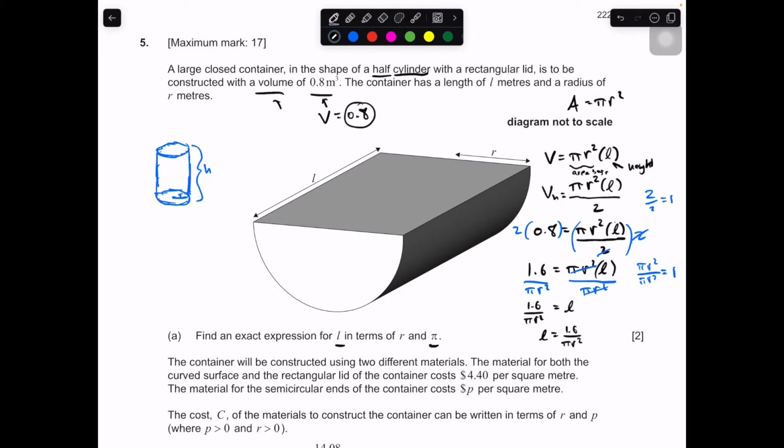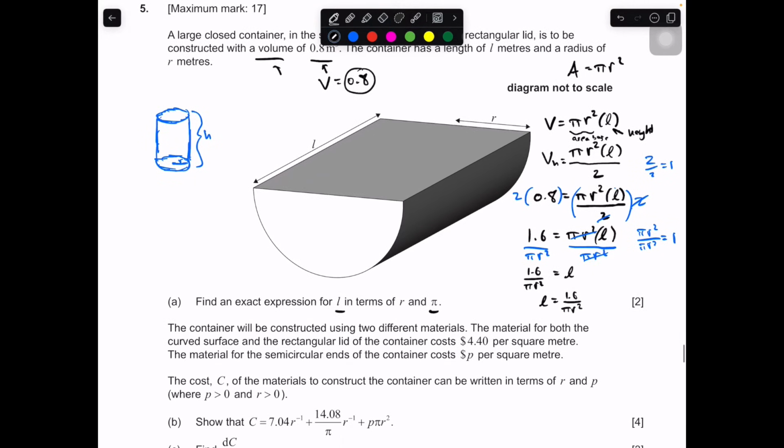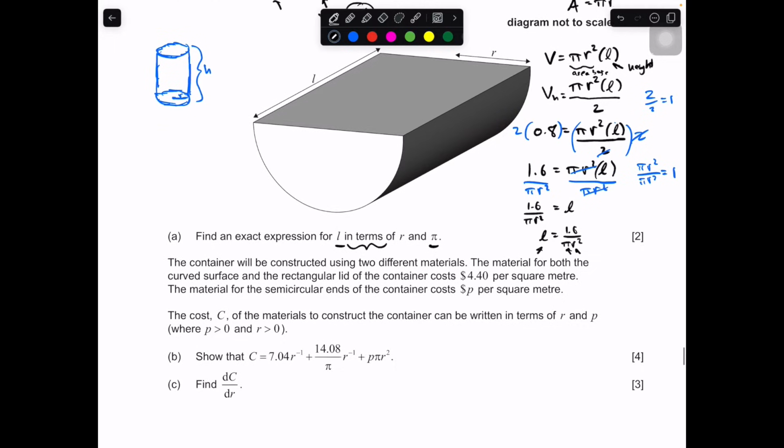Okay, so that is, to be honest, quite a challenging question, especially for a 2-mark question, and a significant amount of actually algebra. So there it is. L is equal to 1.6 pi r squared. We have an expression for L in terms of r and pi. So L's on one side, and pi and r are on the other.